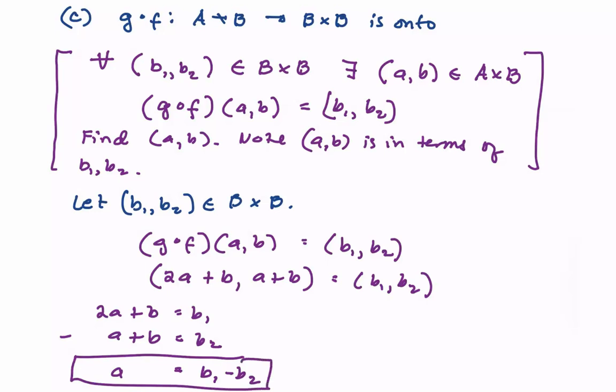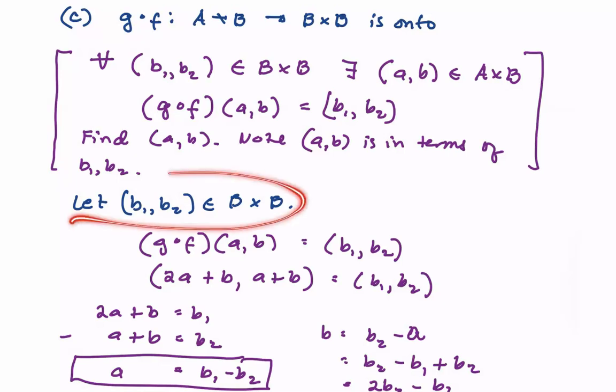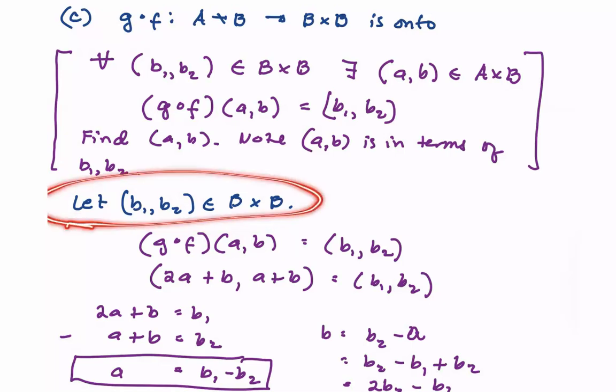And therefore, our B is equal to B2 minus A. That is from this one. And therefore, that's B2 minus A. So that's minus B1 plus B2. So this is 2B2 minus B1. So therefore, what will be our AB? Our AB is now this one, B1 minus B2, and then 2B2 minus B1. So since this is already a lot of scratch, I will just restart our proof here.